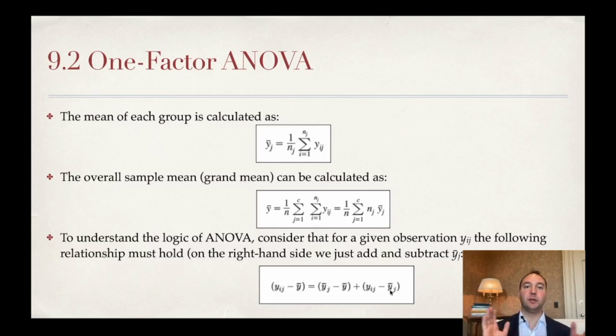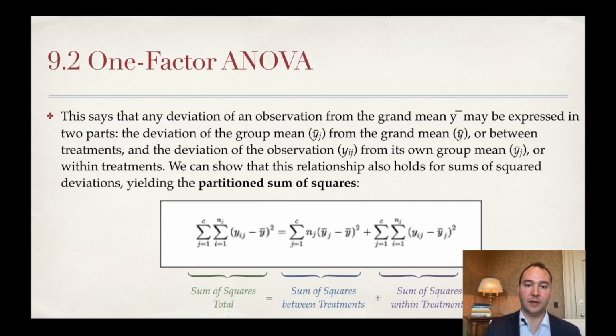In other words, we're splitting up the relationship between each individual and the overall mean into two parts. Those two parts are the sum of squares between treatments and the sum of squares within treatments. This gives us the sum of squares total.